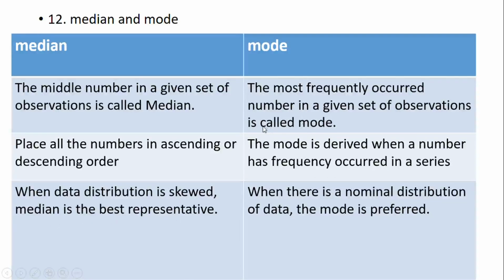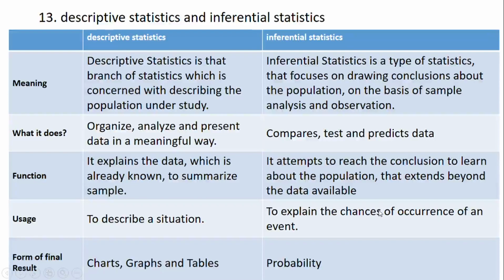The most frequently used number is known as the mode. The mode is derived from the number which has occurred most frequently in the series. When there is a nominal distribution of data, the mode is preferred.